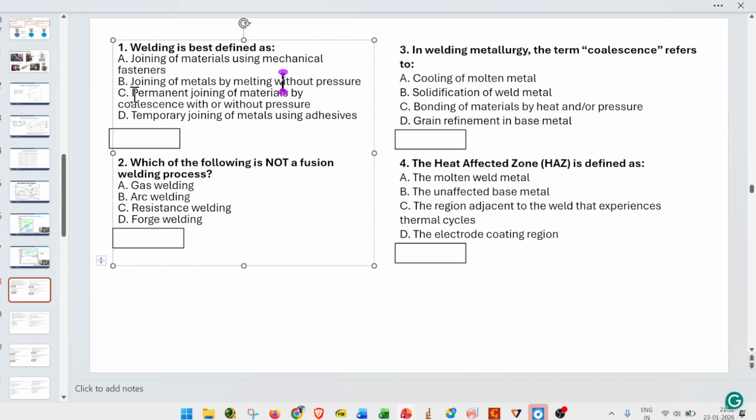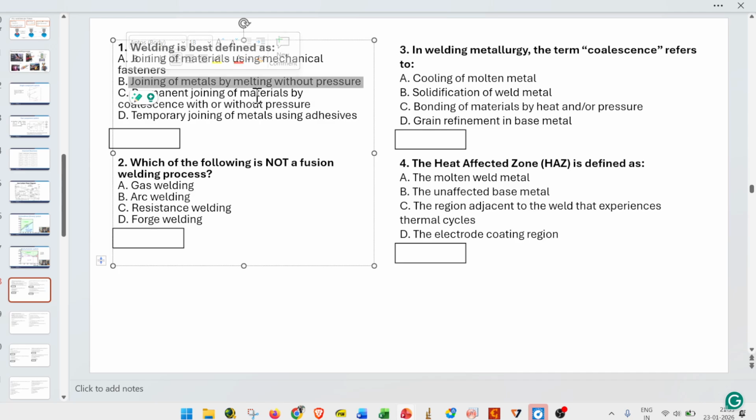The next option does not properly define what welding means, because with pressure we can also join, like solid state welding, as we discussed: diffusion welding, roll welding, forge welding, explosive welding. Those all come under this process. Next is the permanent joining of the materials with or without pressure. Here, in the earlier option, only the without is mentioned, which means pressure cannot be used, but in some cases we are using pressure also. So that one is not the right one.